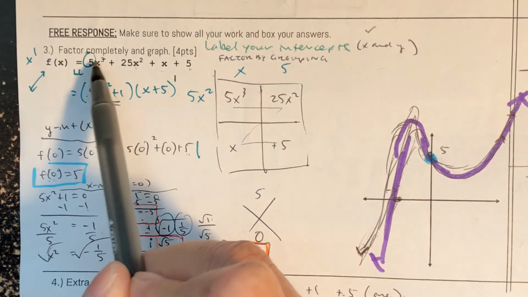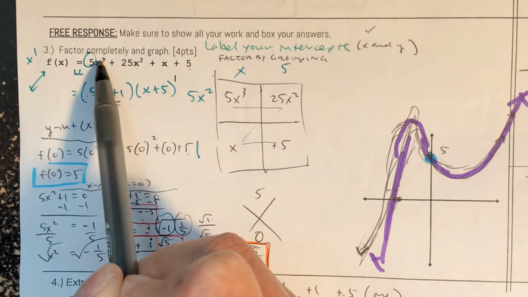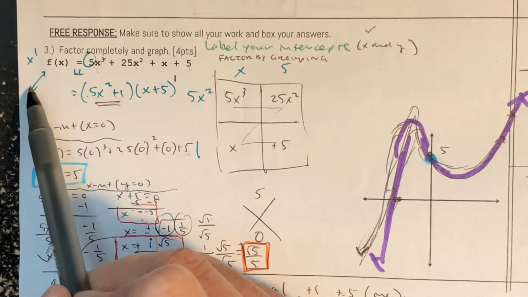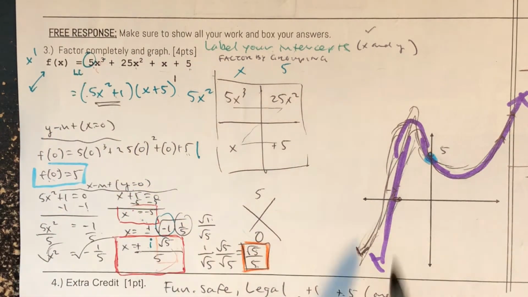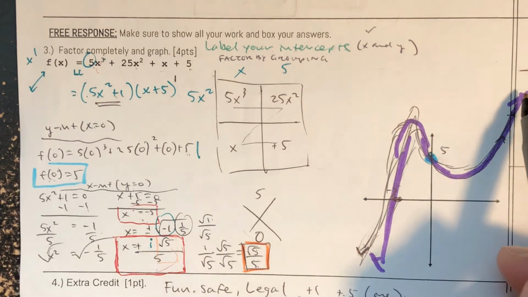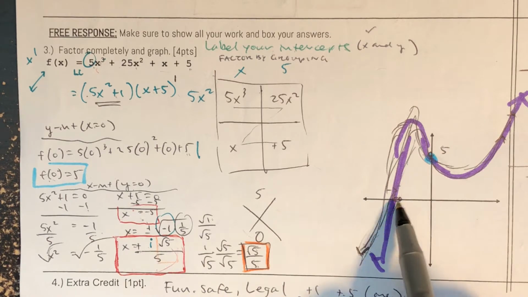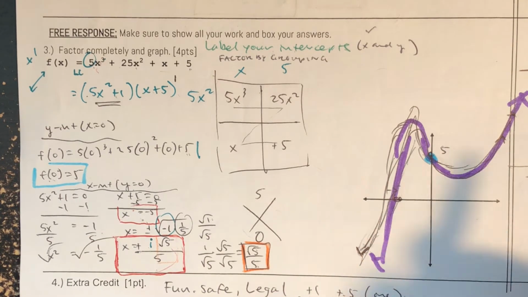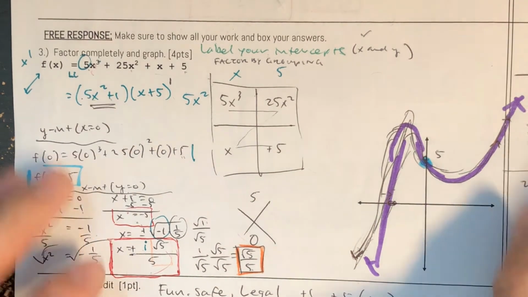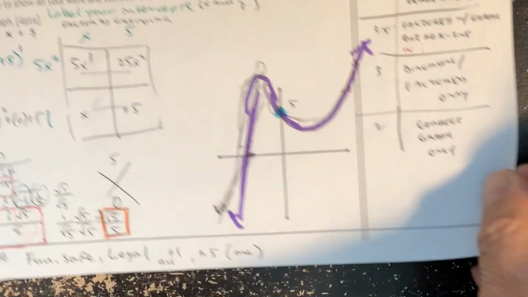This is an odd degree polynomial. The easiest one is x to the first, so start down, end up. The leading coefficient is positive. So here my arrows are starting down, ending up, going through a y-intercept of 5 and an x-intercept of negative 5. And of course, you could have used your graphing calculator to look at that.